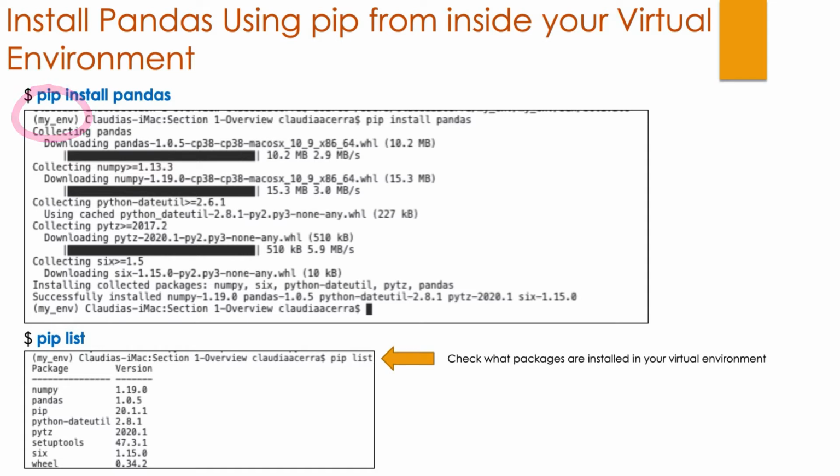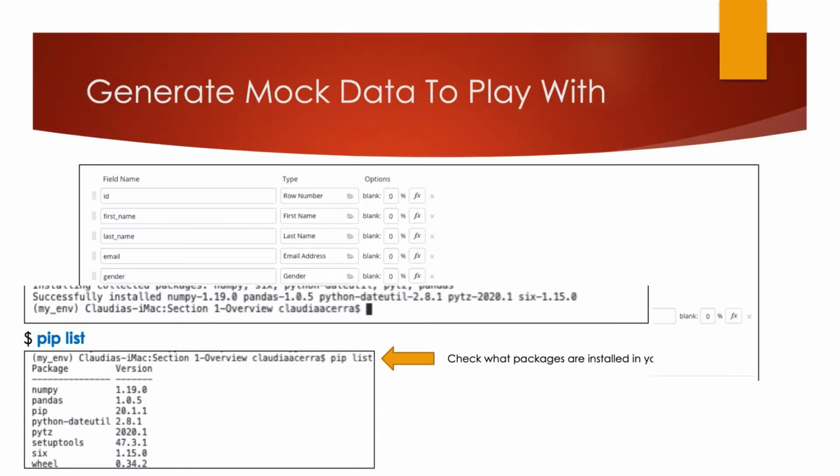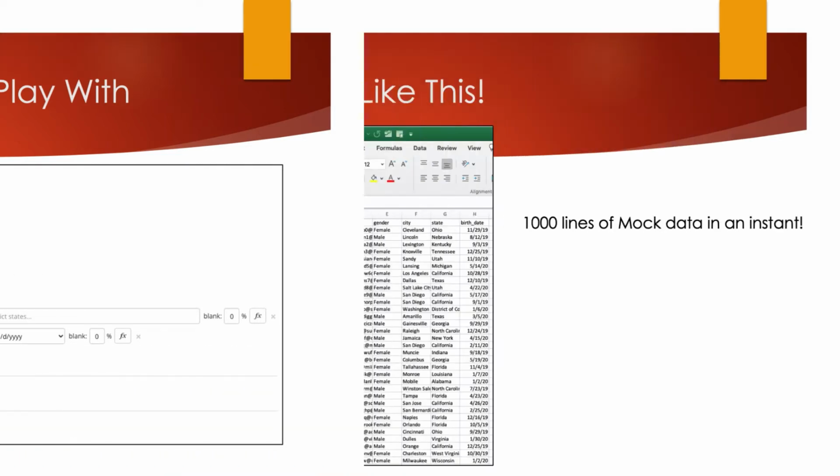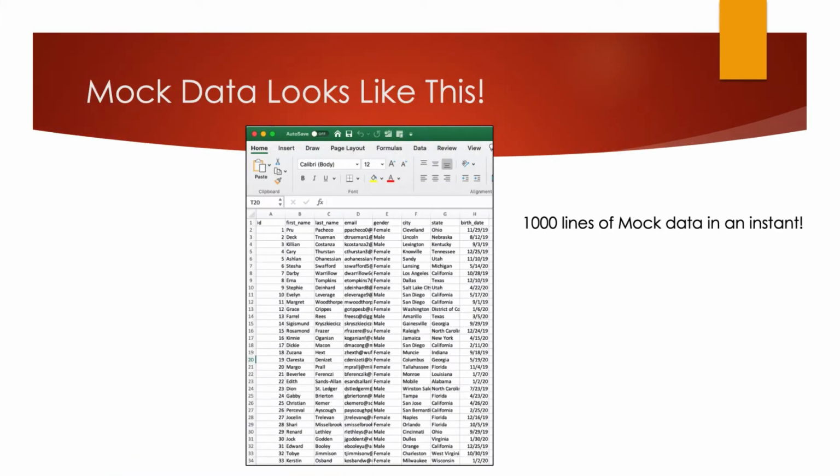You can confirm that Pandas was installed after you do your pip install by doing a pip list. And I recommend you go get some mock data that we can use to play with. I went to www.mockaroo.com. You see it here. There was some data that was already started. I added a few fields. I downloaded the data, and that's all there is to it. And here's what that data looks like. 1,000 lines of mock data that I didn't have to create.